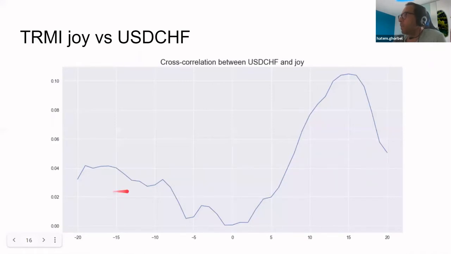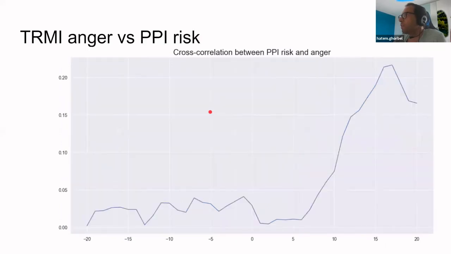Here you can see that by varying the lag, which is the number of days, the joy feature is really correlated at a lag of 15 days. It's the cross correlation between the price of the pair and the joy feature. Same thing with the anger feature, it's also in a zone of 15 days lag.